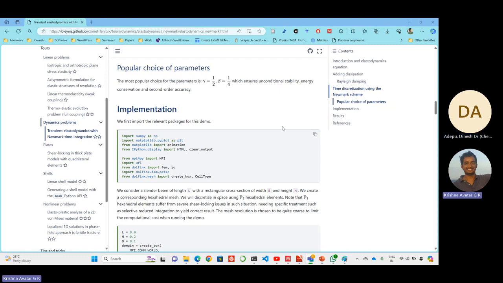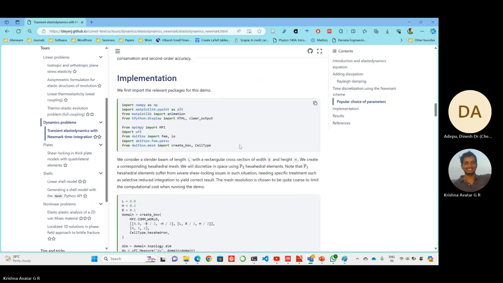So these are the most popular choice for parameters: gamma is equal to half, beta is equal to a quarter. The implementation we have been discussing every now and then. We'll not actually code it, we'll just go through it. It starts with importing all the basic packages.